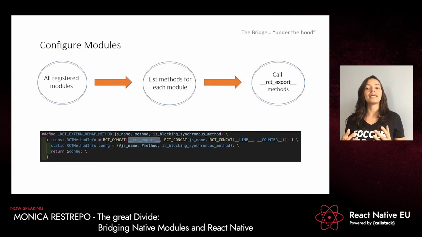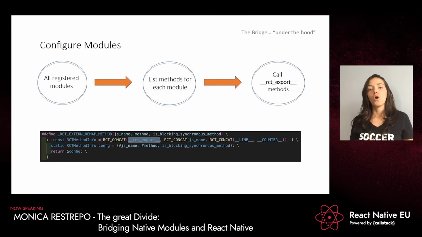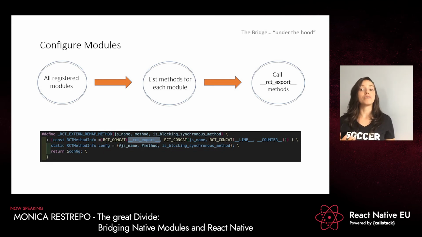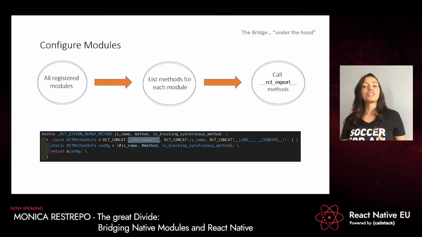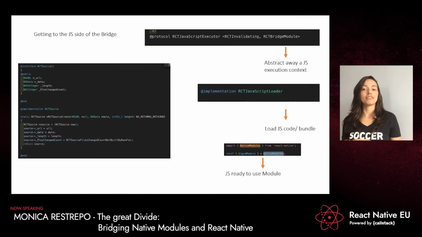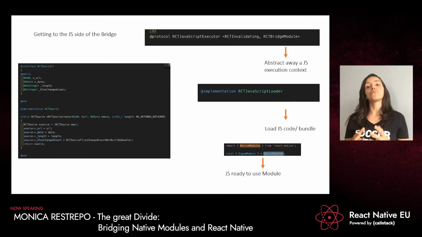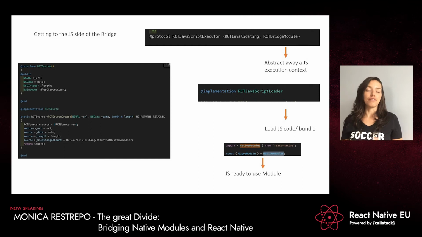Continuing with the process of getting a module to the other side of the bridge, we have some JavaScript related setup. After the bridge has been fully initialized, React uses the React JavaScript executor. This is to abstract away the JavaScript execution context. It also allows to do more expensive work, like initializing the JavaScript core on a background thread. It also saves some work since only the active executor will receive the setup call, rather than all the executors available.